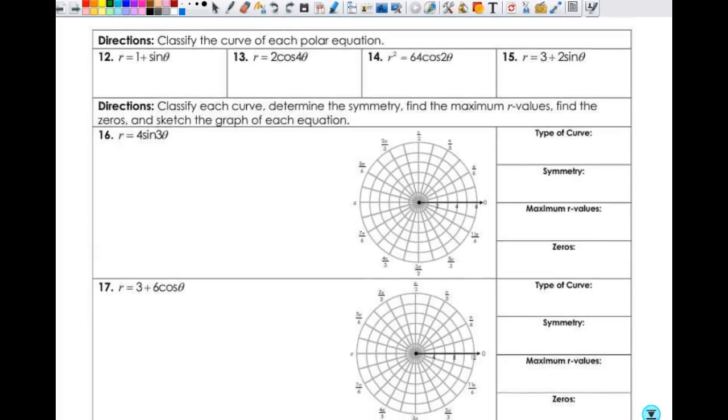All right, so then we are going to classify the curve of each polar equation. I'm going to give you a copy of that little blue half sheet so that you can classify them. So these questions should be super easy. I'm not even going to show it up here. You should have gotten cardioid here, and 8-petal rose here, lemniscate, and dimpled limaçon.